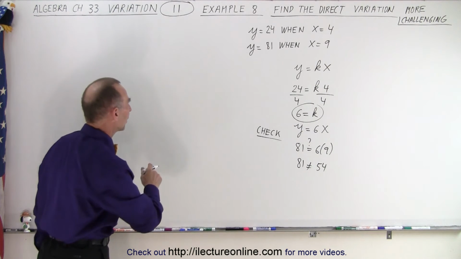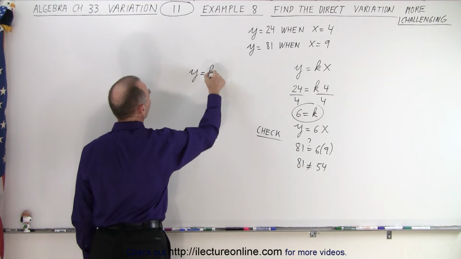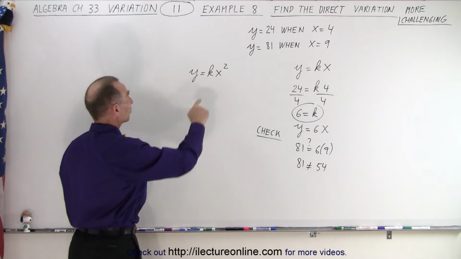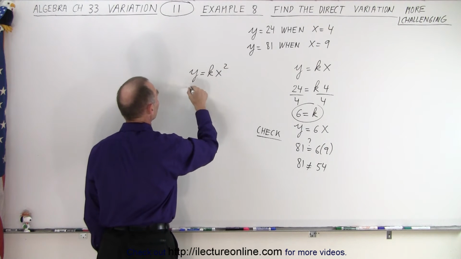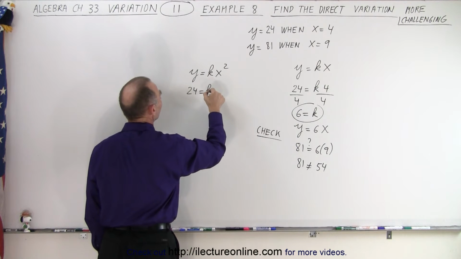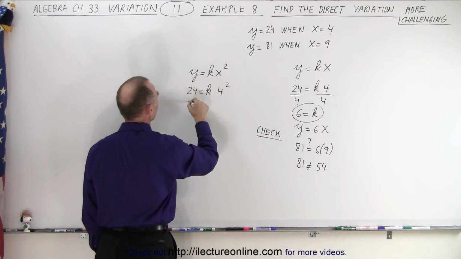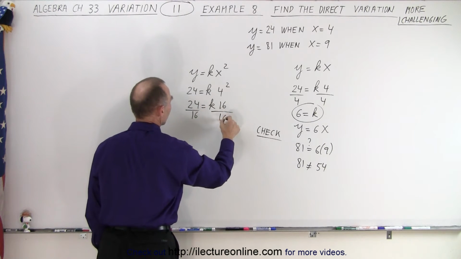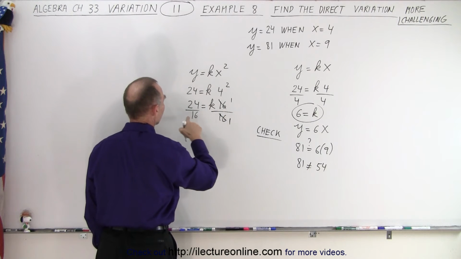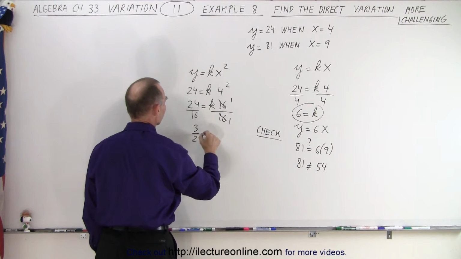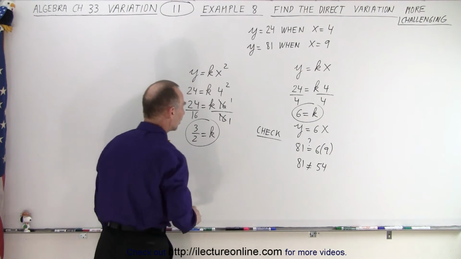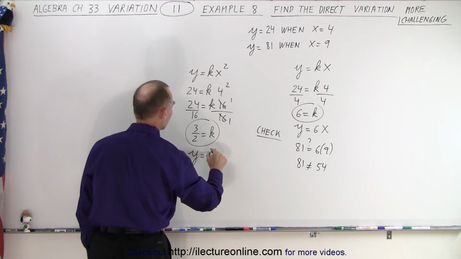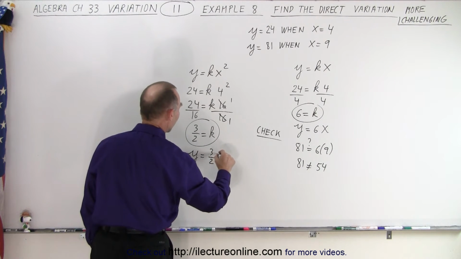All right, now our second equation, let's try y equals k times x squared and see if we get the correct equation there. First, we need to find k, so we plug in y and x. So we get 24 is equal to k times x, which is 4 squared. So 24 equals k times 16. Divide both sides by 16, and 24 divided by 16 is 3 over 2. So there we have another value for k. Let's plug that into our new equation. We get y is equal to 3 over 2 times x squared.